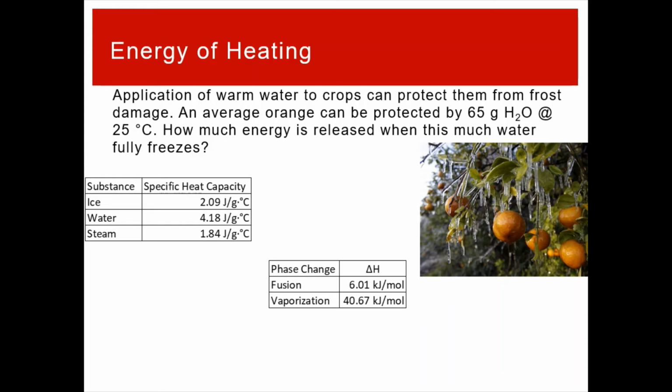Application of warm water to crops can protect them from frost damage. An average orange can be protected by 65 grams of water at 25 degrees Celsius. How much energy is released when this much water fully freezes?